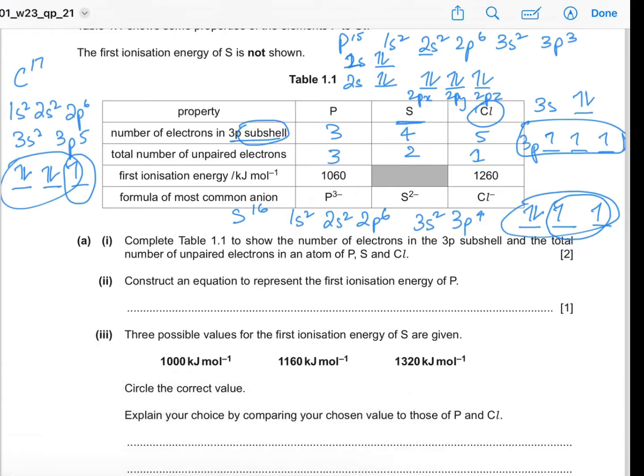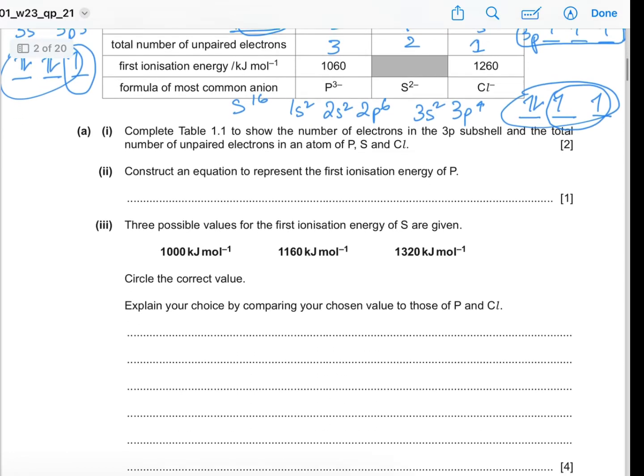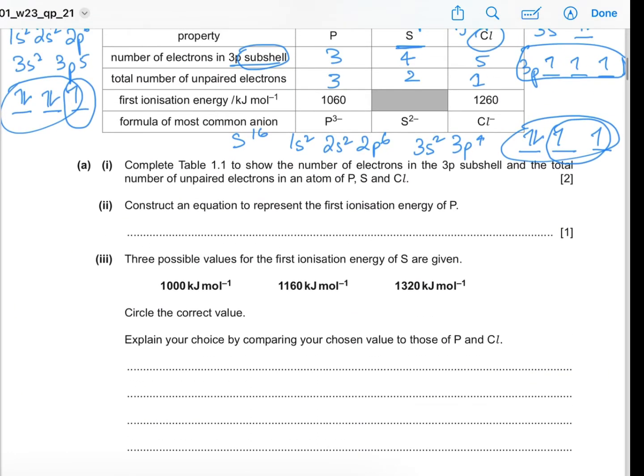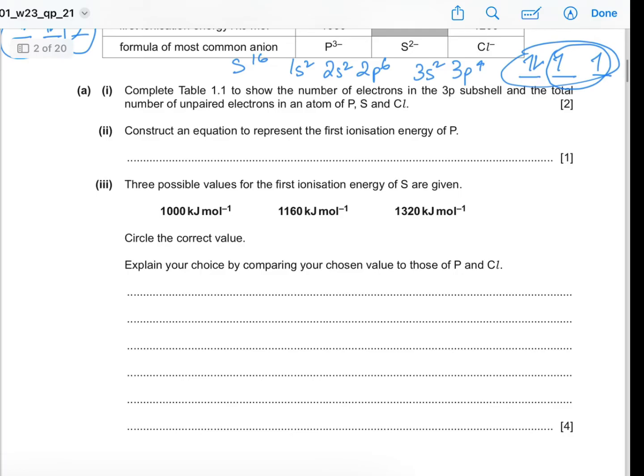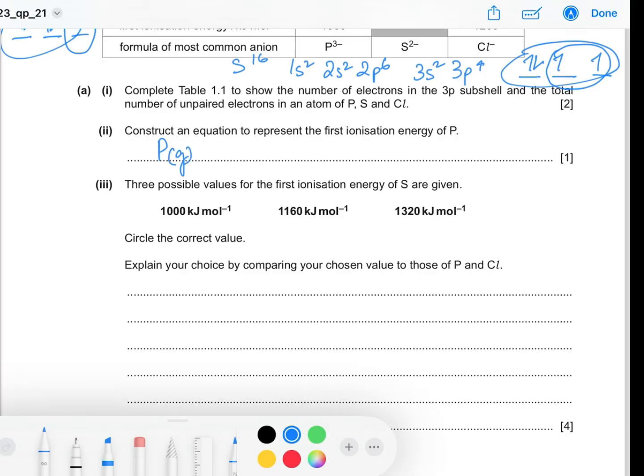Part 2. Construct an equation to represent the first ionization energy of phosphorus. Ionization energy is the energy required to remove an electron from 1 mole of gaseous atoms. So you have 1 mole of gaseous phosphorus atoms, and when you remove an electron, that forms 1 mole of gaseous phosphorus ions, 1 mole of positive ions, in addition to an electron.